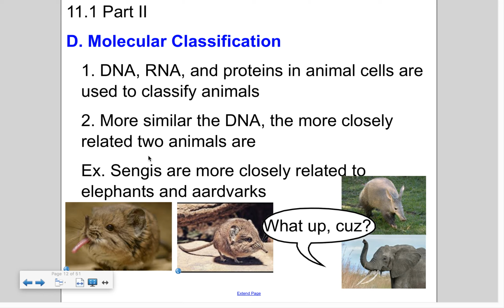So DNA, RNA, and proteins in animal cells are used to classify animals. And the cool thing about molecular classification is the more similar their DNA is between two species, the more related these two animals are. So like red pandas, and I'm going to go off topic here because it just popped into my head. Red pandas were believed to be related to pandas because they looked like pandas, but they just had red colorization. But it actually turns out they're not related at all to pandas or bears. They're actually more related to squirrels, if I'm not mistaken. But sengis, right here, are more closely related to elephants and aardvarks.